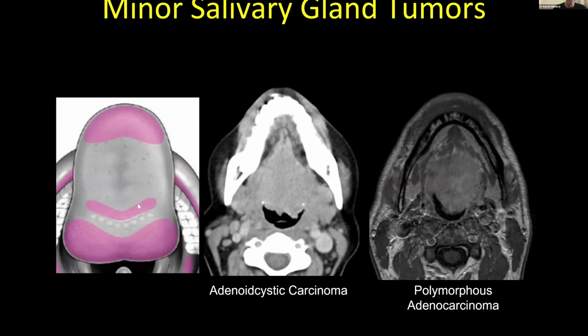But as the head and neck is developing, there are certain areas where you're going to have a higher incidence of minor salivary gland tissue. Now, what exactly is a minor salivary gland tissue? We know about the major salivary glands.